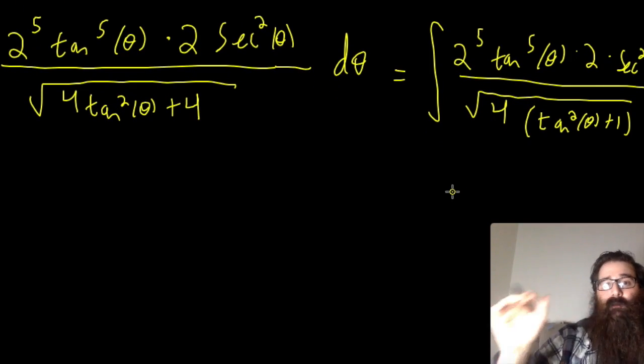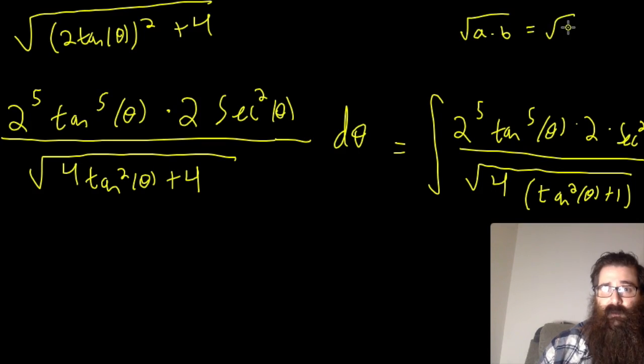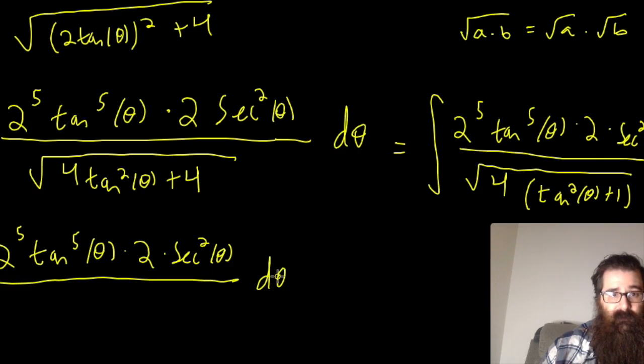Now I can use the product property of the radical. That means I can split this up into, instead of the square root of a product, the product of the square roots. So I'll write that rule right up above. Square root of a times b is equal to square root of a times square root of b. But what that means is I can say this is the antiderivative of 2 to the 5th times tangent to the fifth of theta times 2 times secant squared theta divided by, I'll get the d theta over there, square root of 4, which is going to give me 2, and then square root of tangent squared plus 1.